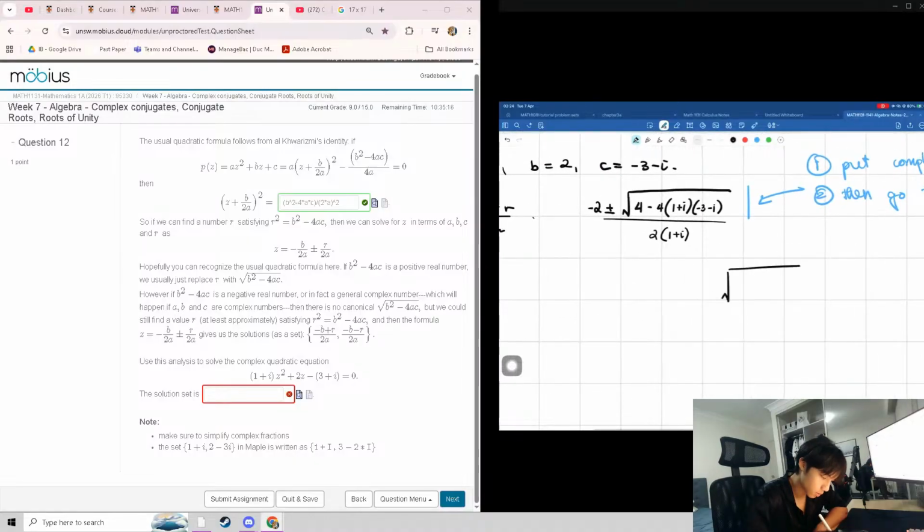So under the square root, we get 4 minus 4 minus i. Sorry. 4 minus 4 times minus 3, minus i, minus 3i, minus i squared. So that's plus 1.